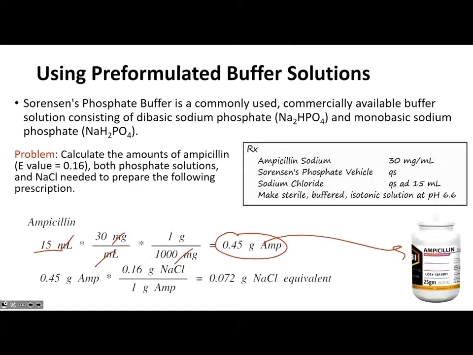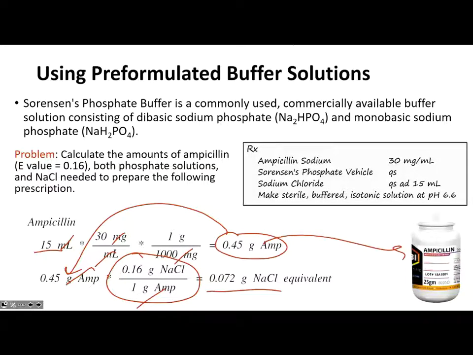So let's take the weight of the ampicillin that really will be in there and actually convert it to an equivalent weight of sodium chloride. That is, 0.45 grams of ampicillin mimics how much sodium chloride in terms of its osmotic effects. All right? So that's the E value. And I'll still remind you, hopefully you didn't forget, this is super important that you can go from an E value of 0.16 to putting units with it as 0.16 grams of sodium chloride per gram of drug. And by doing it that way, my grams of ampicillin cancel, and I'm now in grams of sodium chloride.